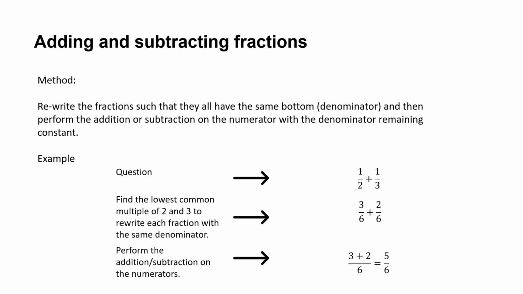The last step is that now that the denominator is the same in both cases, we can simply add the numerators. So we can just add the 3 and the 2, and we get 5 over 6. Hopefully that makes sense. We'll have a look at some practice questions now.